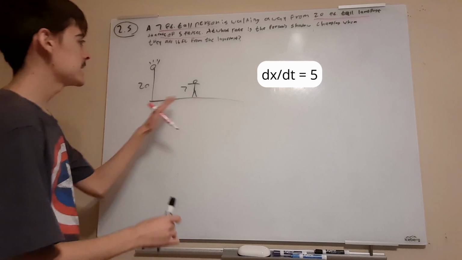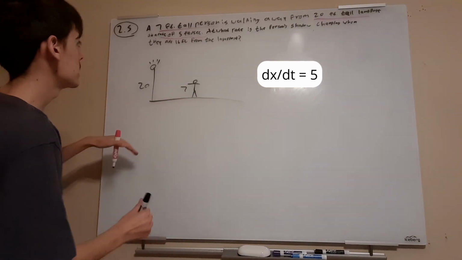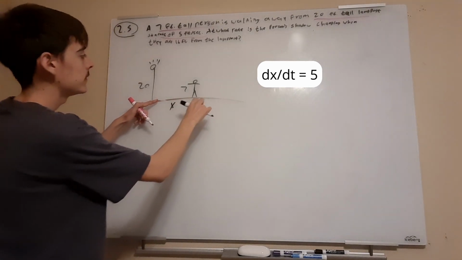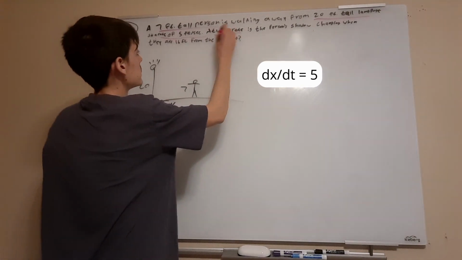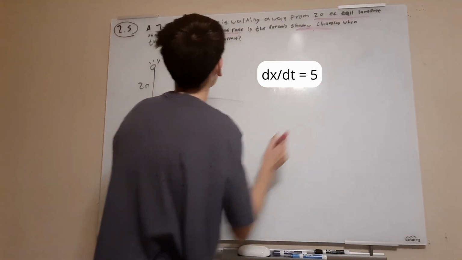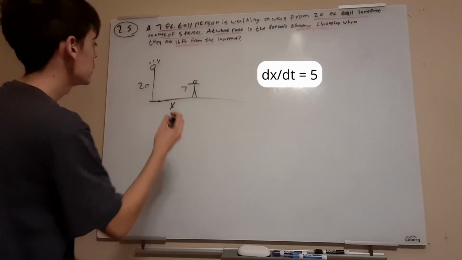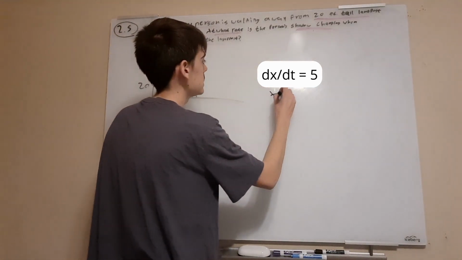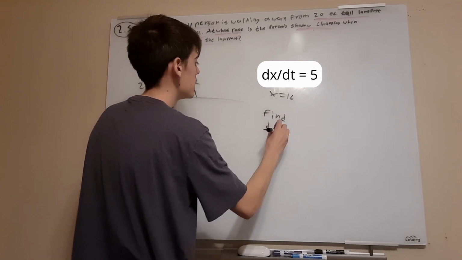Now, where do we actually want to place x on our picture here? Well, he's walking away at 5 feet per second, so this would be our x, because this is the value that's increasing at 5 feet per second. Now, if we continue on, it says at what rate? So we're finding the rate of his shadow changing when he is 16 feet from the lamppost. So when x is 16, we want to find d what dt?